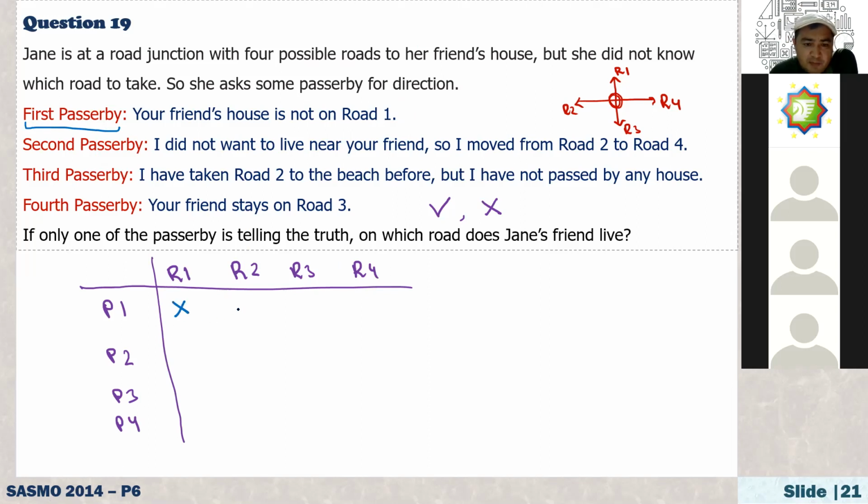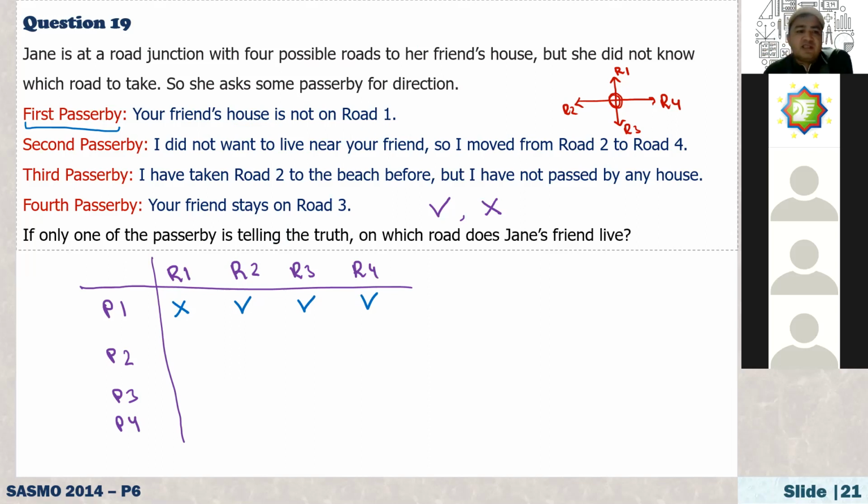So he's saying that maybe it is here or here or here. That means that actually one thing you should understand very well here: if his friend lives in road 2, road 3, and road 4, then he's telling the truth. He's not lying. If his friend lives on road 1, that means that he's lying, because he's saying that your friend's house is not on road 1, right?